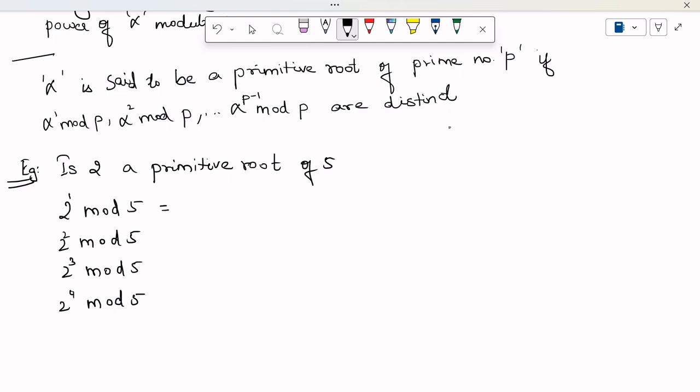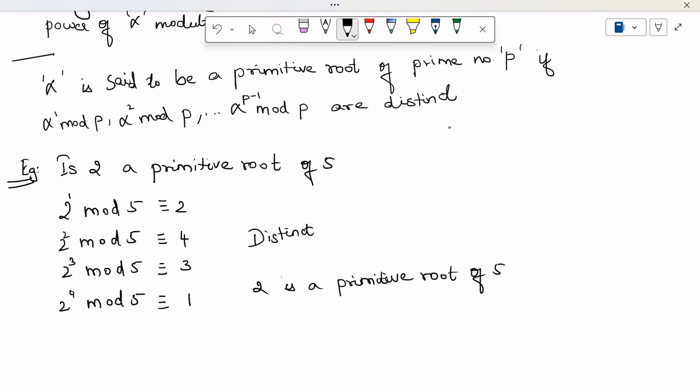So 2 to the power of 1 mod 5 is 2. 2 square mod 5 is 4. 2 cube mod 5, that is 8 mod 5, is 3, and then 2 to the power of 4 is 16, and 16 mod 5 is 1. So here you can see I'm getting distinct values 1, 2, 3, 4; none of the values are getting repeated. So 2 is a primitive root of 5. If the values are distinct, then alpha is a primitive root of p.